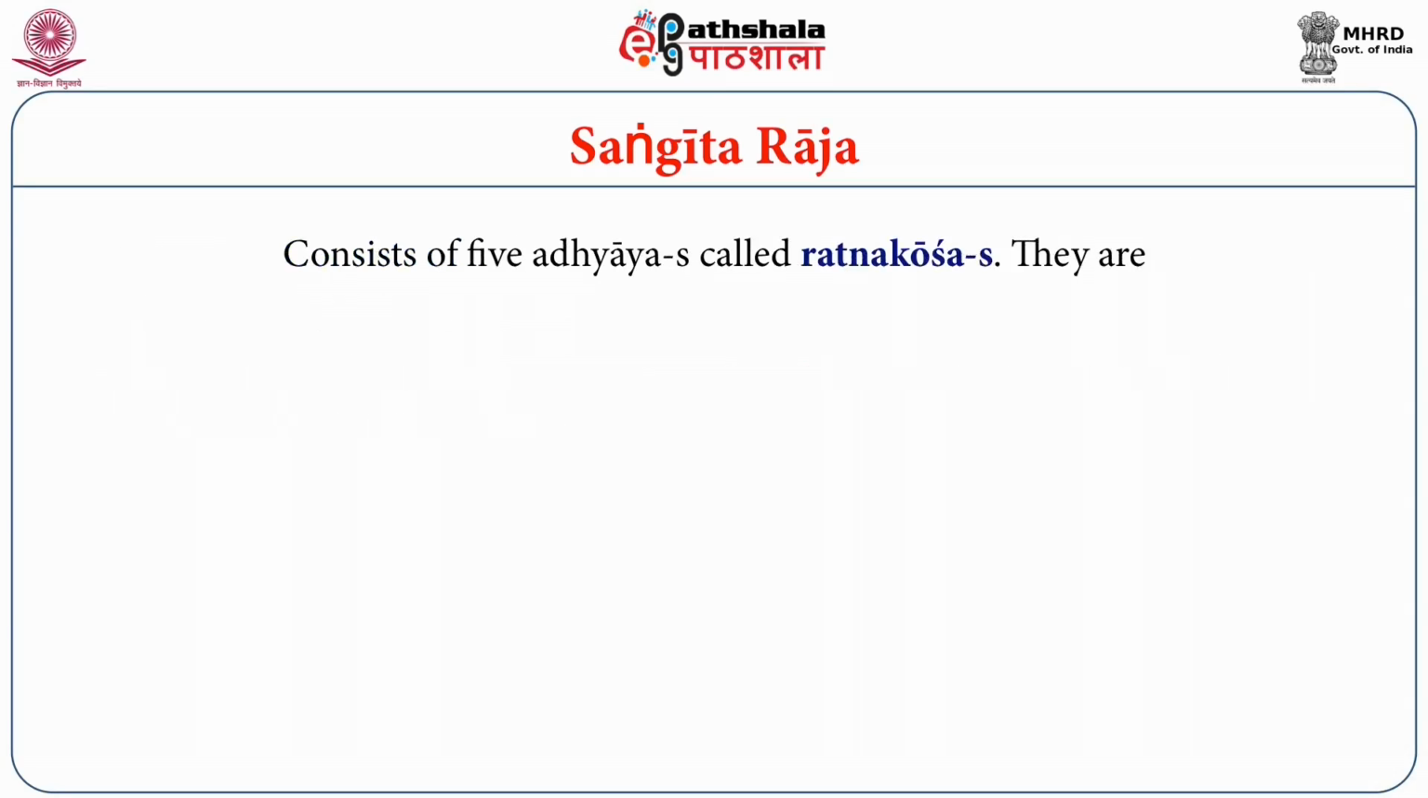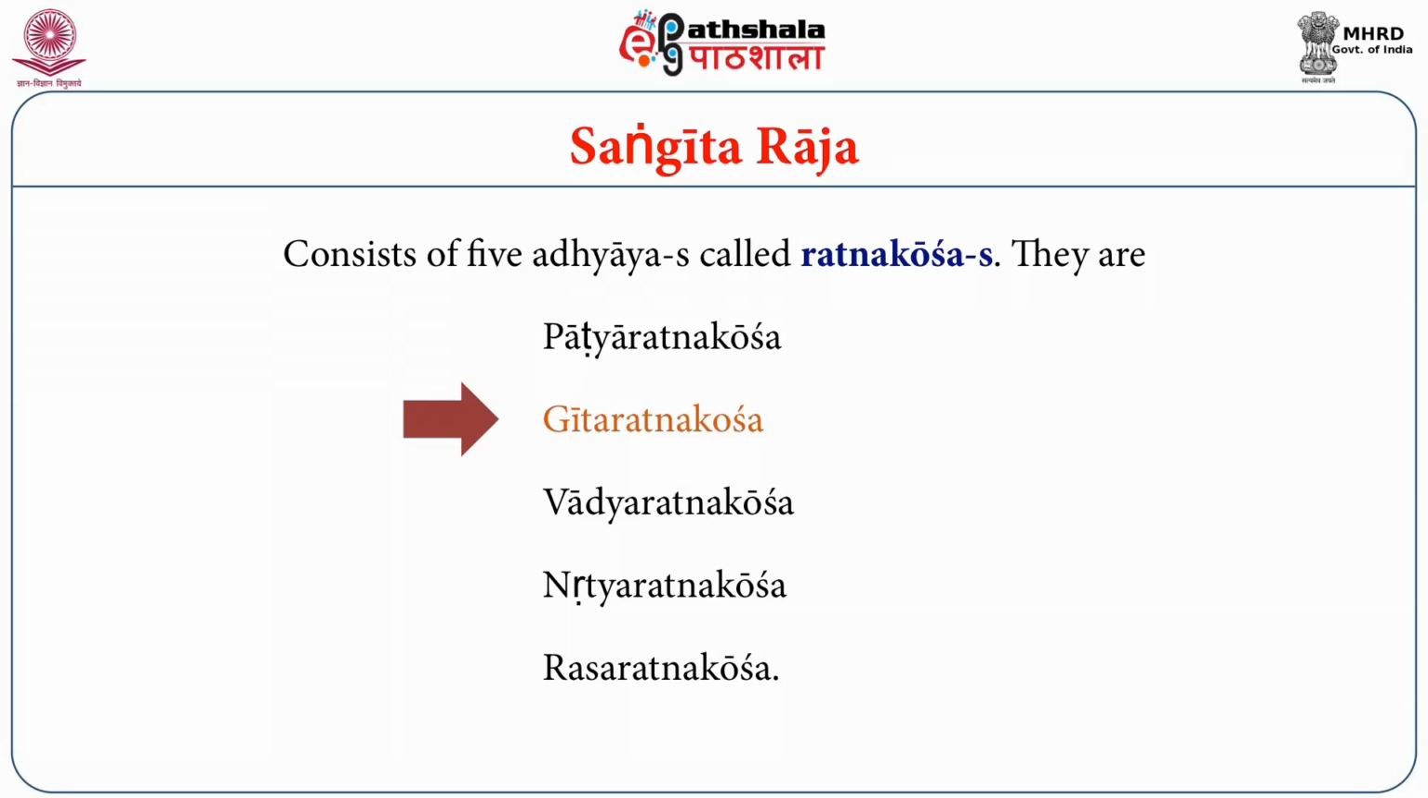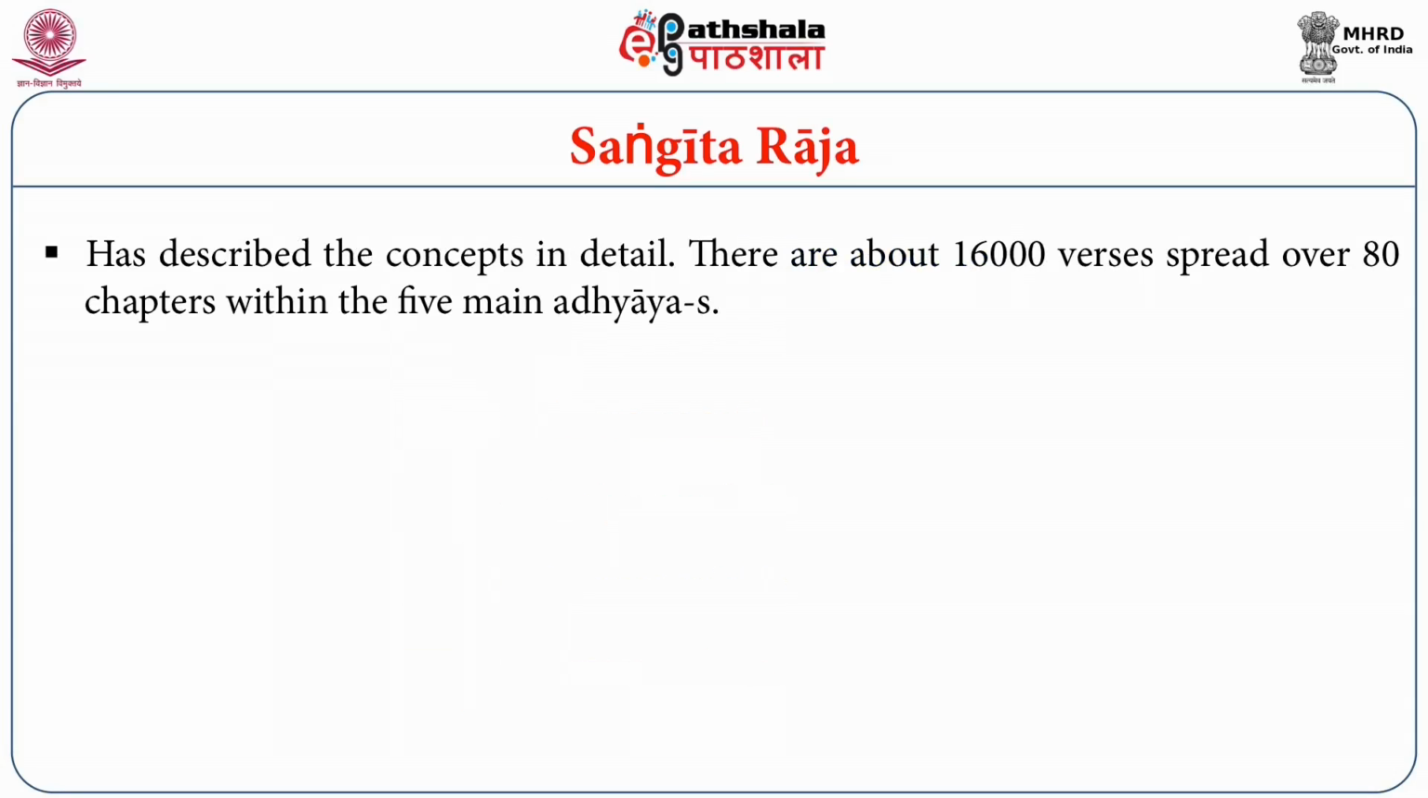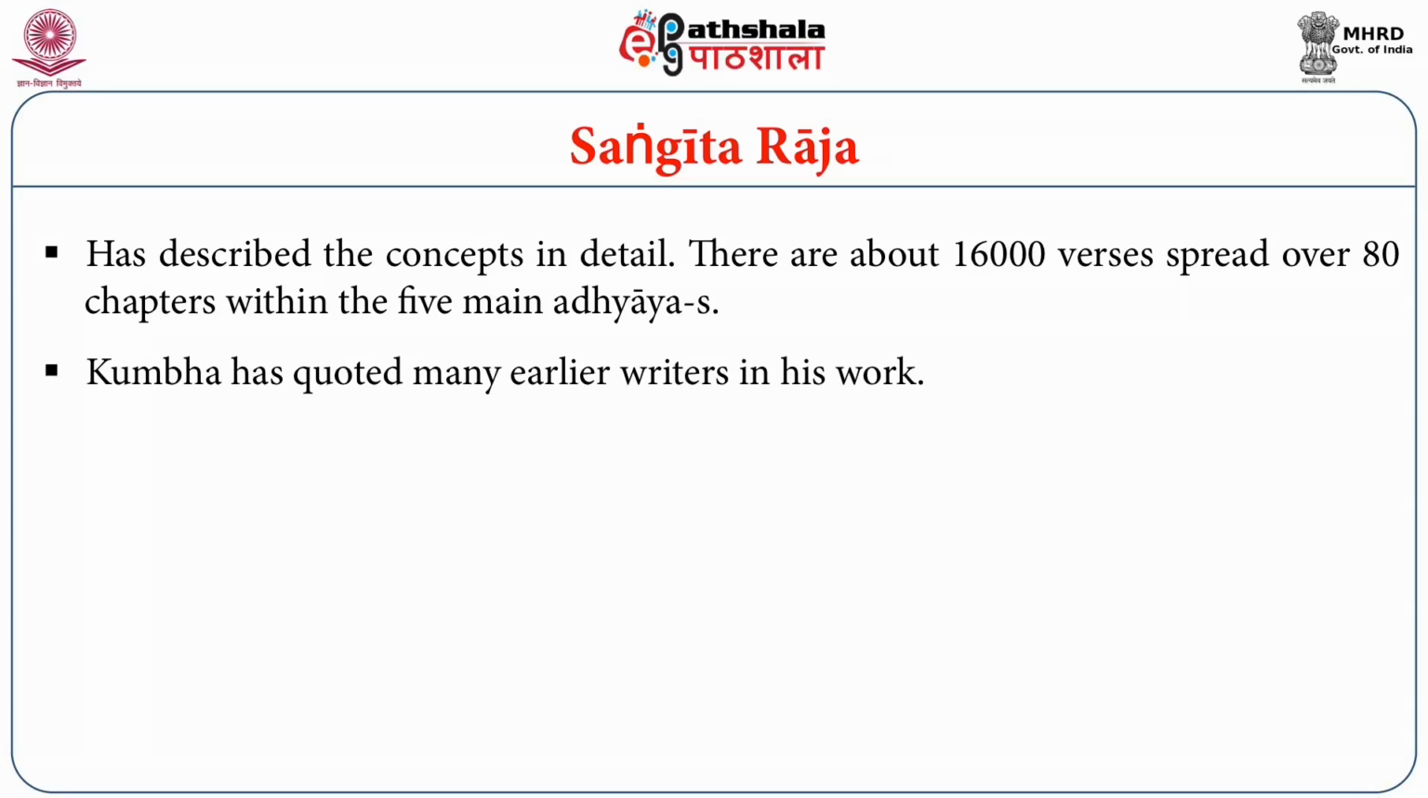The chapters or adhyayas of this work are called Ratnakosha. So we have the Patya Ratnakosha, Gita Ratnakosha, Vadya Ratnakosha, Nritya Ratnakosha and Rasa Ratnakosha. All the concepts have been described in detail in Sangita Raja by Kumbha. There are about 16,000 verses spread over 80 chapters with 5 main adhyayas. Kumbha has also quoted many earlier writers in his work.